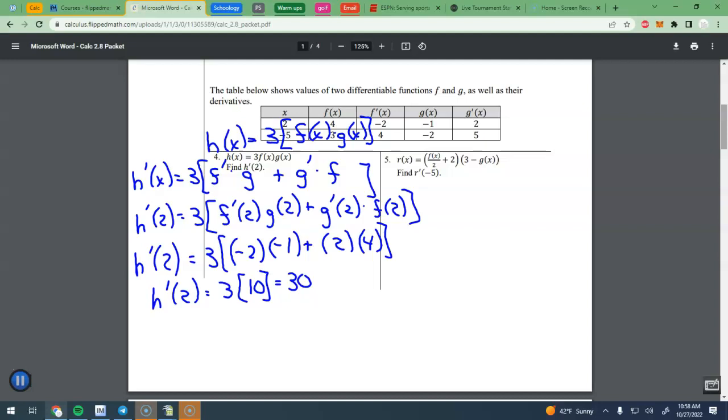Questions on 4? Why'd you put this here? Good. Can I erase, or is that what's still right?